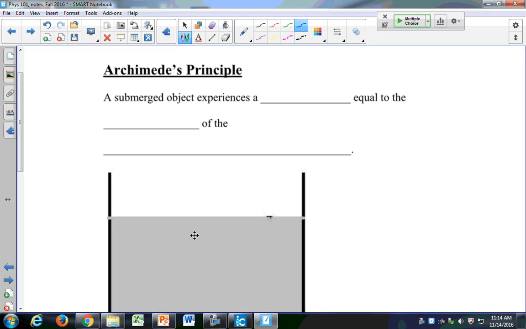We saw this in the lab when you were doing the density lab. I think most or all of you that are in the lab anyway, you've seen this already. Archimedes' principle just describes how a submerged object experiences a buoyant force equal to the weight of the displaced fluid.